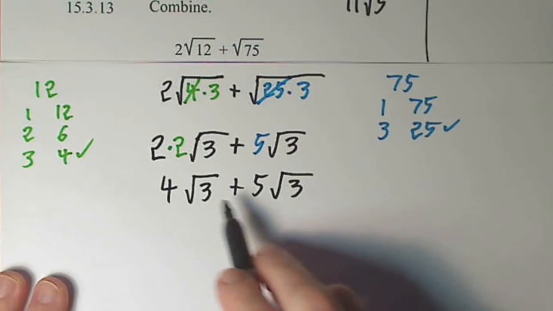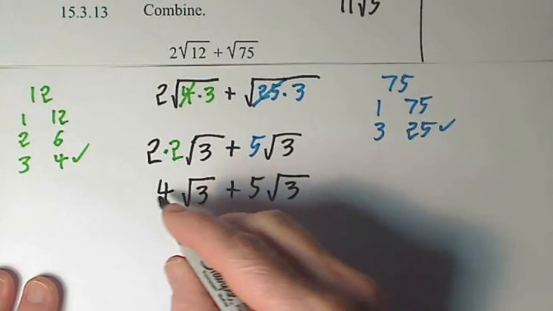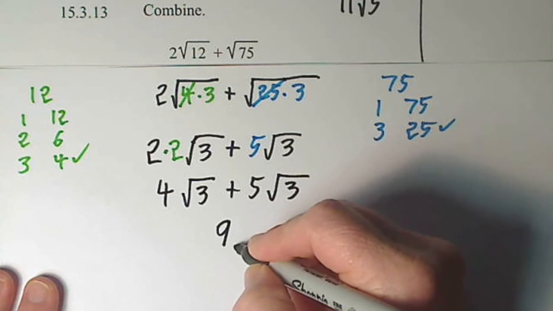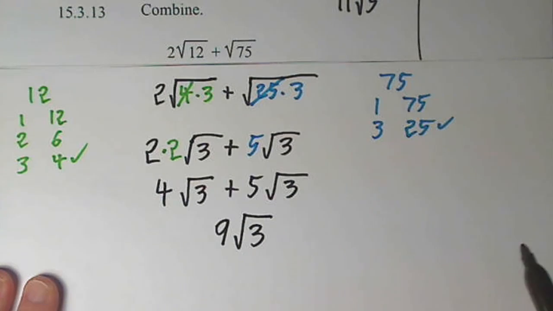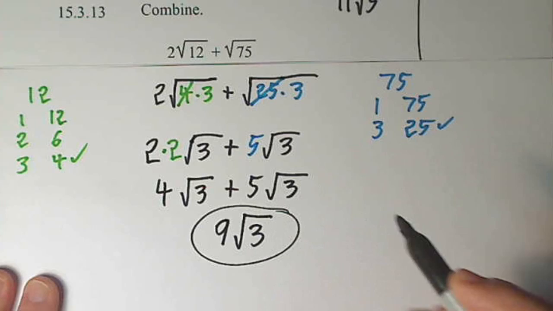We have like radical terms, so we can add them. 4 plus 5 is 9. And you just keep the radical 3. So that's your answer.